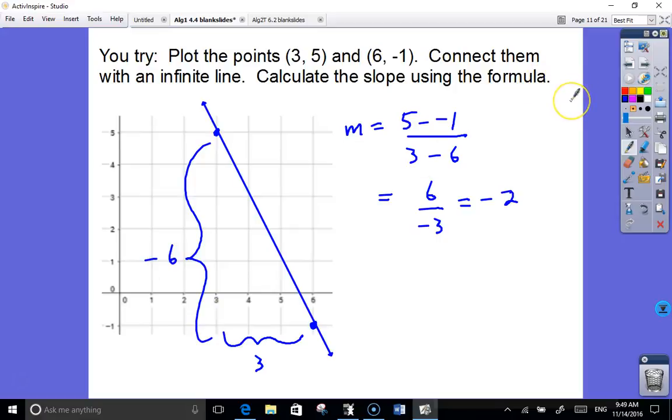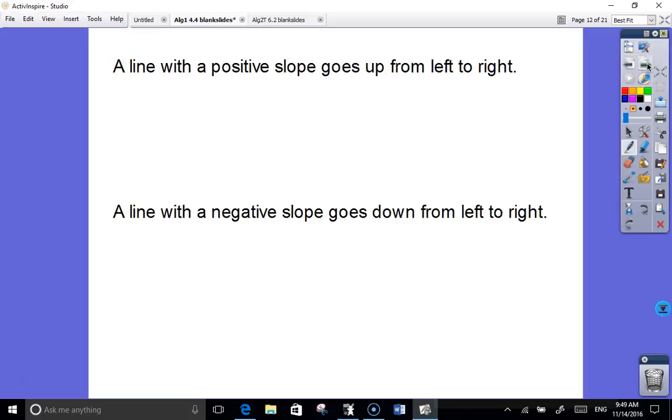Okay, quiet. So the slope should be -2. A line that has a positive slope means it's going up from left to right. A line that has a negative slope means it's going down from left to right.